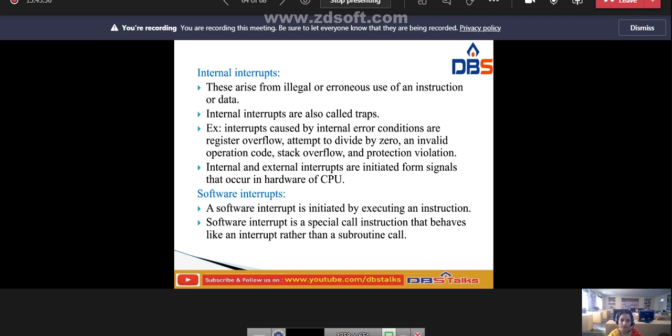Next is software interrupts. A software interrupt is initiated by executing an instruction. A software interrupt is a special call instruction that behaves like an interrupt rather than a subroutine call. So, these are the three interrupts we have.